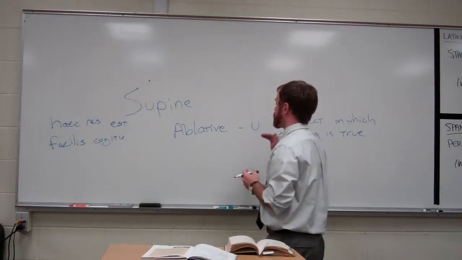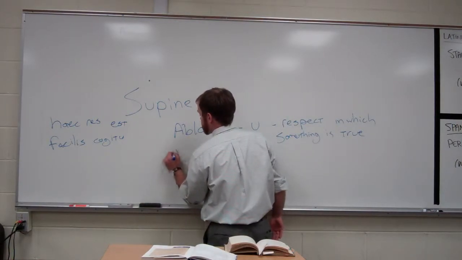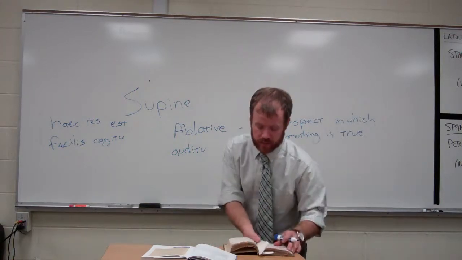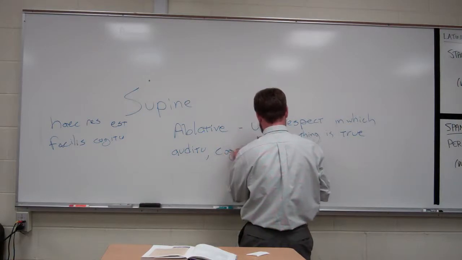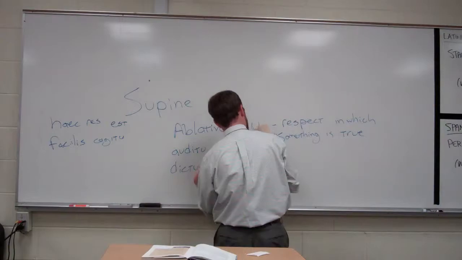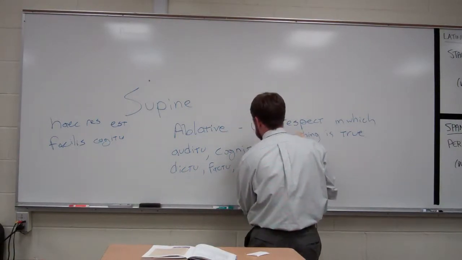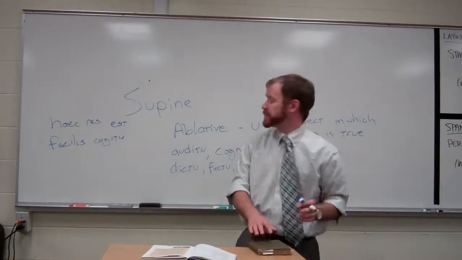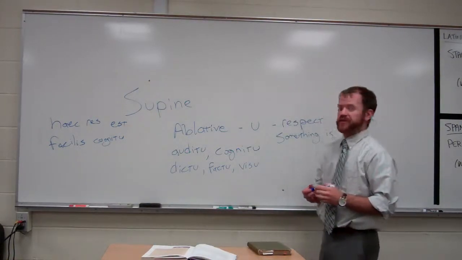The ablative supine only occurs with a few words. We have auditu, cognitu, dictu, factu, and visu. These five are the most common. I mean, yes, you can see other ones, but you won't always see them.